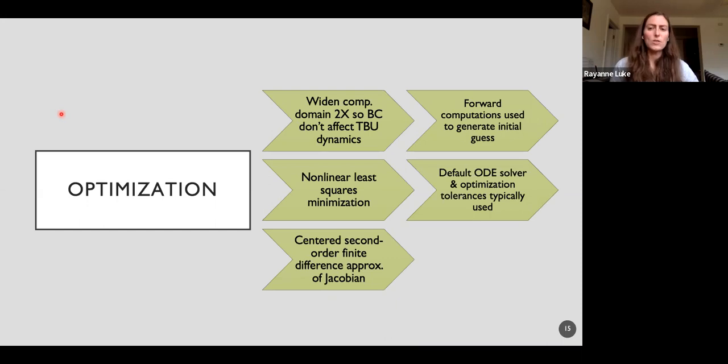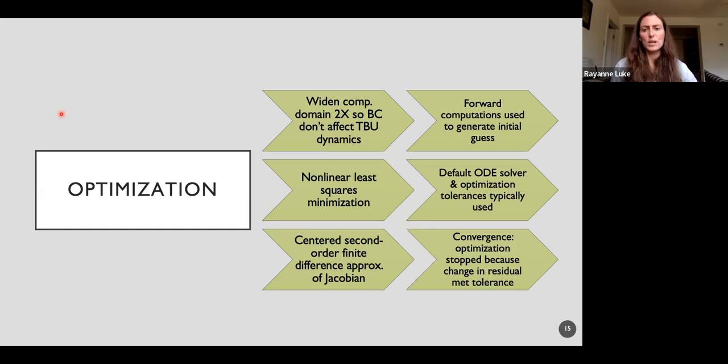Typically, we're just going to use default tolerances, and most of the time we get convergence because the change in residual meets our tolerance.